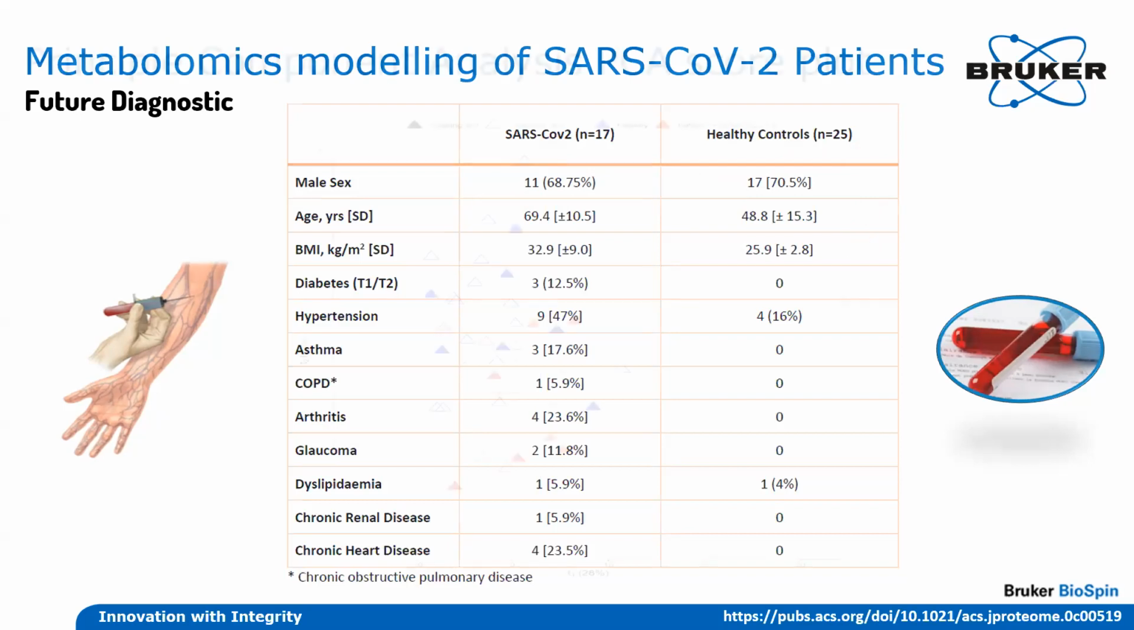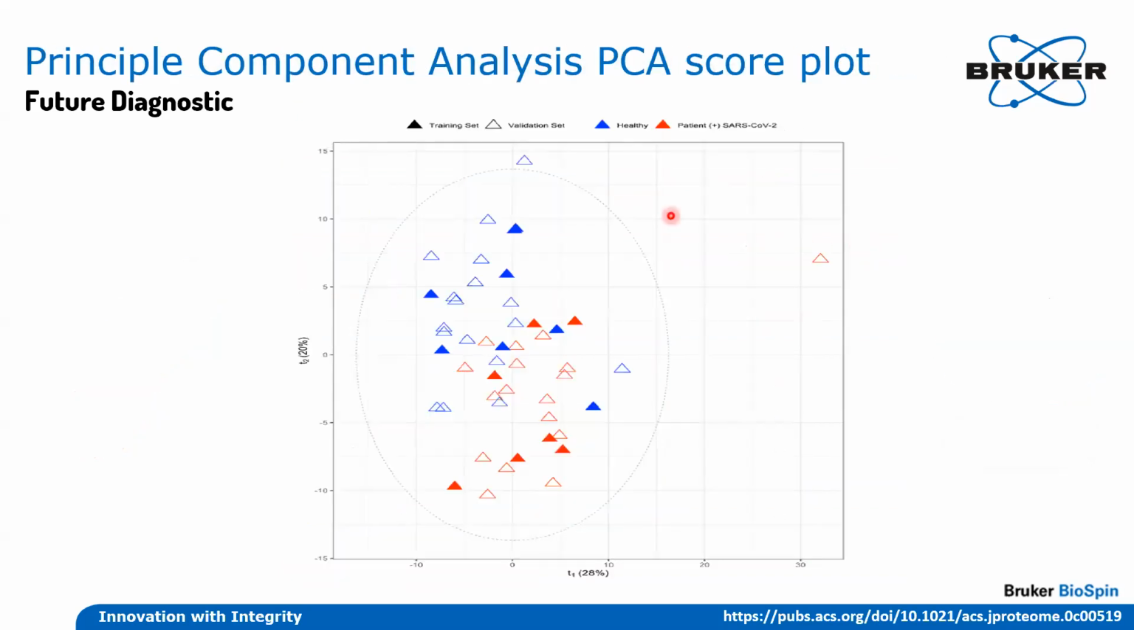So here, let us look at the results. This is the untargeted principal component analysis PCA score plot on plasma obtained from COVID-19 patients and the healthy controls. As you can see here, the healthy controls are highlighted in blue and the patients are highlighted in red. The positive patients here show some kind of clustering. Even though this is a routine statistical method, PCA already shows differentiation power.